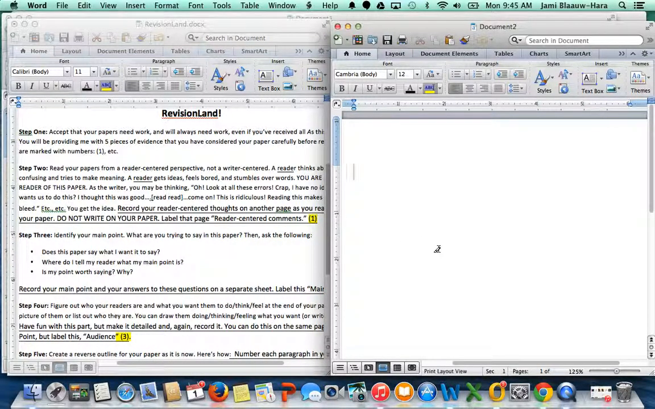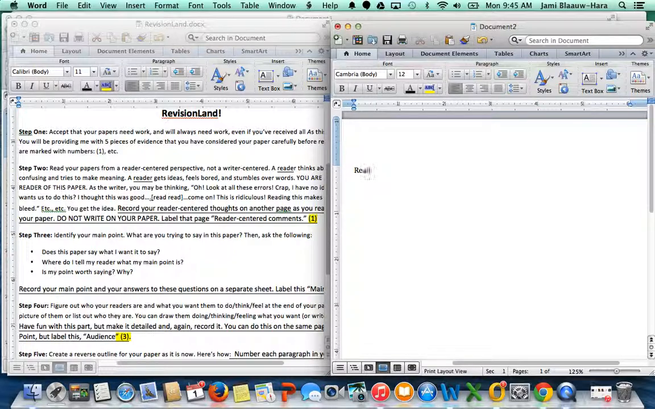You're going to put it on one side of the screen, or you're going to have a piece of paper next to you, and you're going to read your paper without actually writing on it, so that you're not reacting to it like you would as the writer, being like, oh my God, I can't believe I forgot that. Oh, this is terrible.